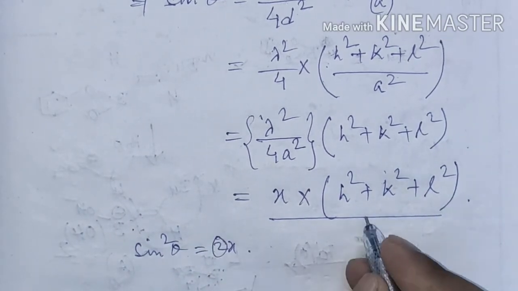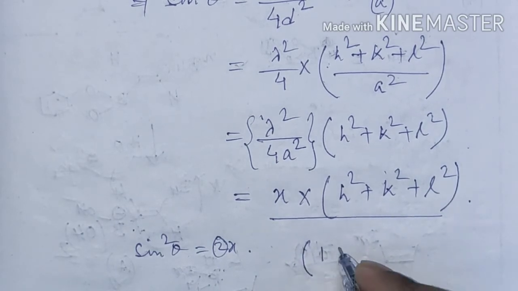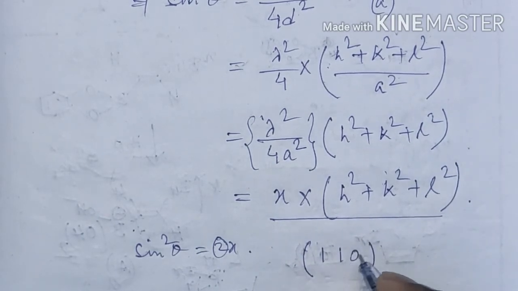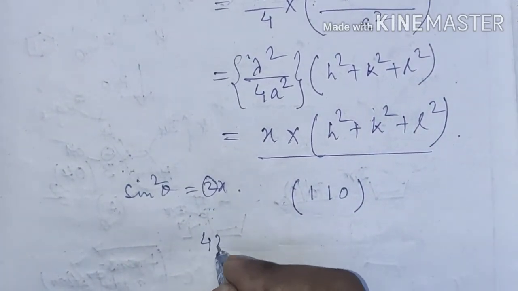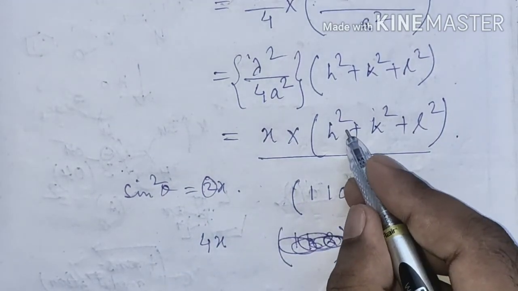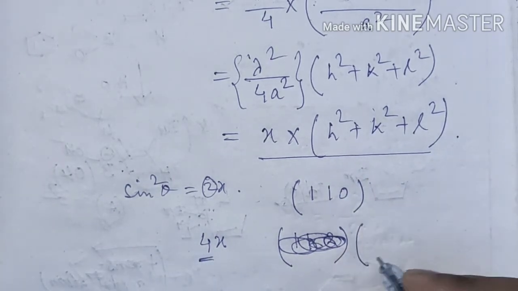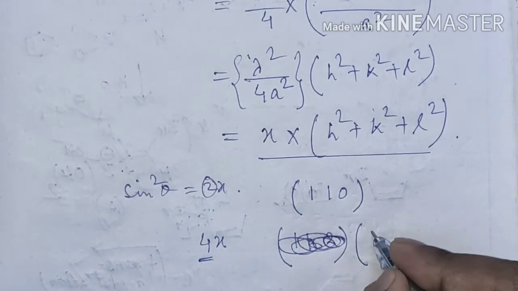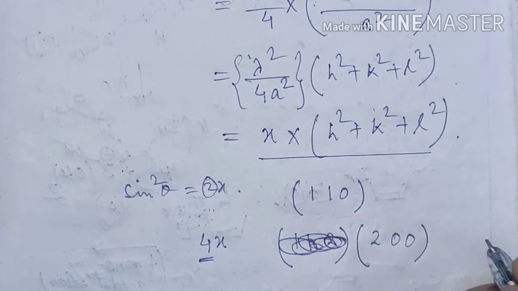So the different HKL values can be 1, 1, 0 or 1, 0, 1 or 0, 1, 1. Any of these possibilities may be possible. For the second case it is 4x, and to satisfy this condition, h square plus k square plus l square is equal to 4, we can take the values of h, k and l like this: 2, 0, 0 or 0, 2, 0 or 0, 0, 2.